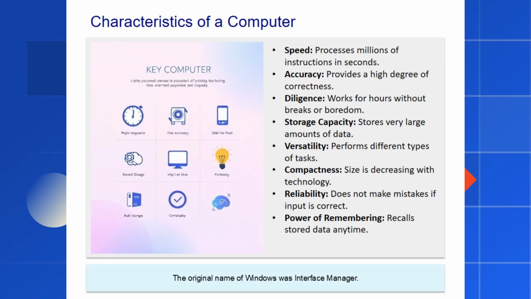Their storage capacity is huge. They can store vast amounts of data on hard disks and other devices. Versatility allows them to perform many different tasks, like typing a document while you listen to music. Thanks to compactness, their size keeps getting smaller. They are highly reliable, meaning they don't make mistakes if you give them correct input. And finally, they have a fantastic power of remembering, able to recall any stored data at any time.